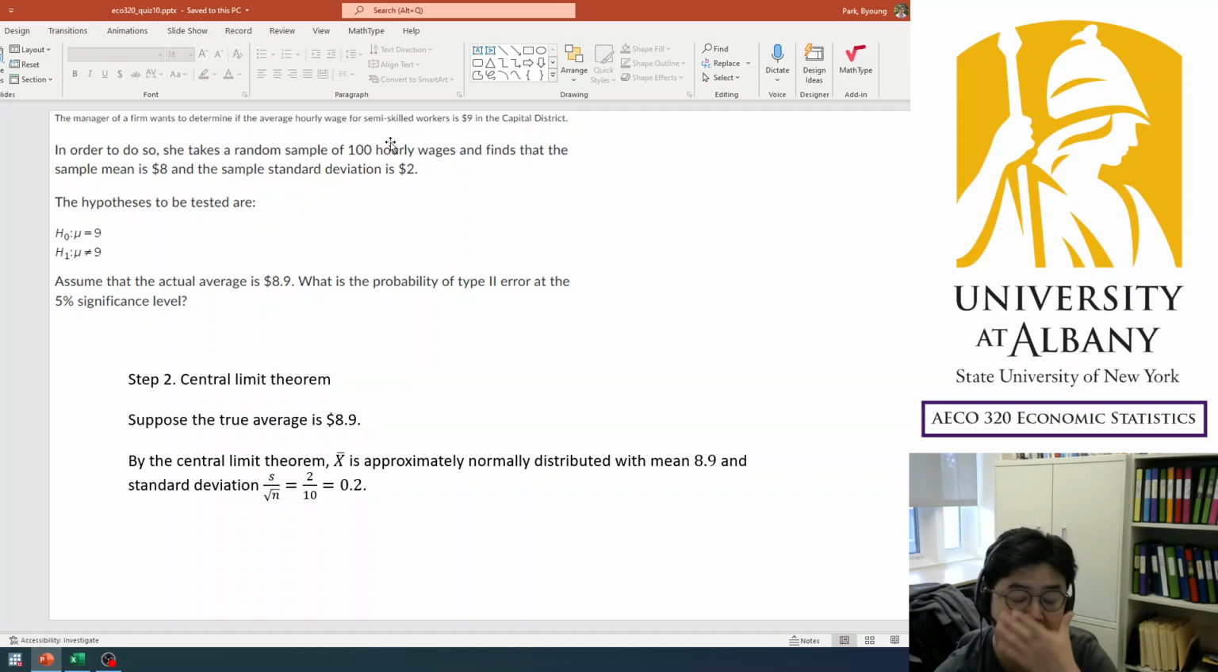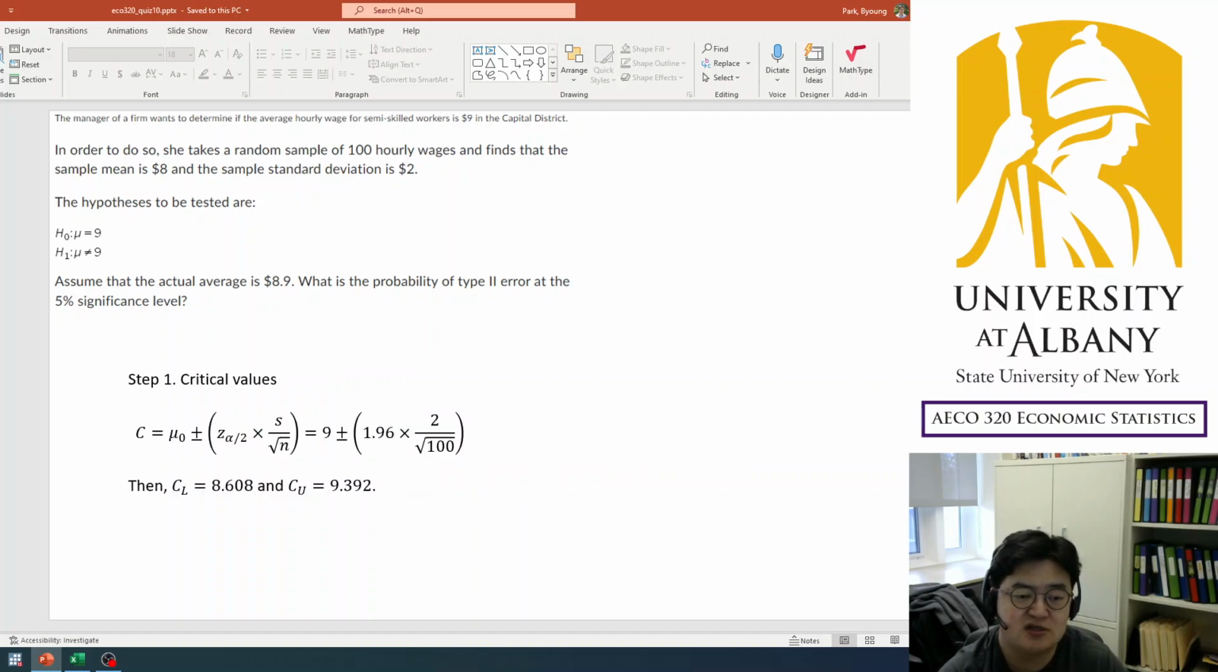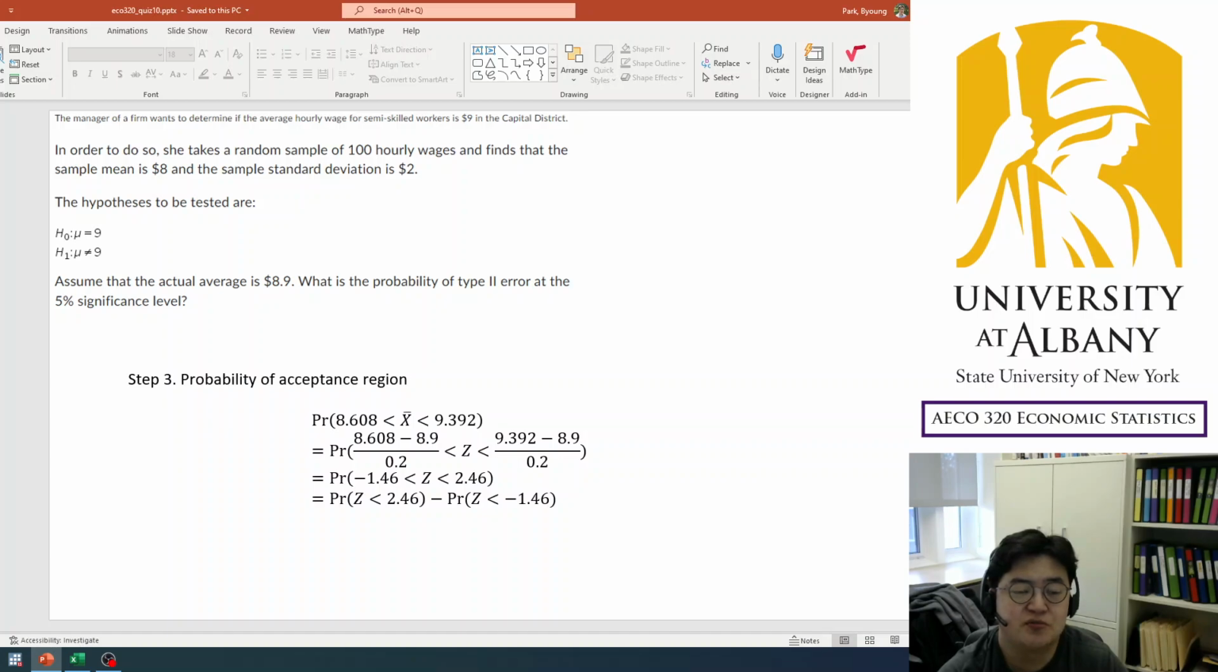In the question, I specify the standard deviation as $2, sample size 100. So standard error is 0.2. So use these two parameters and use these critical values.